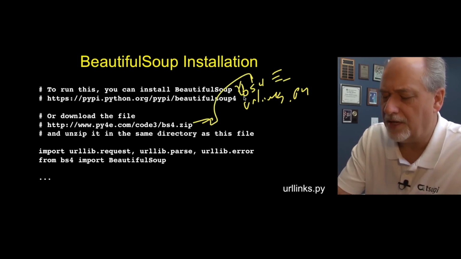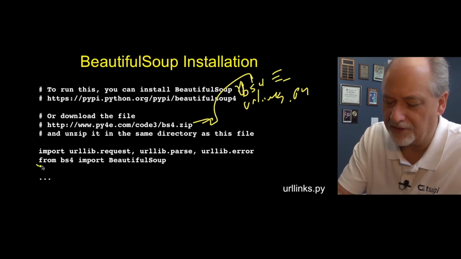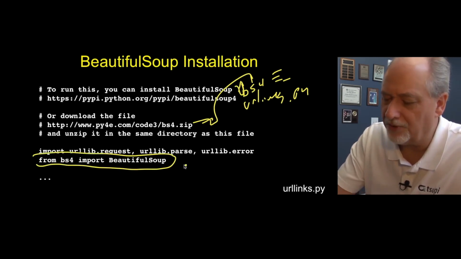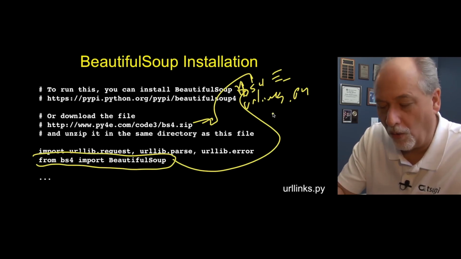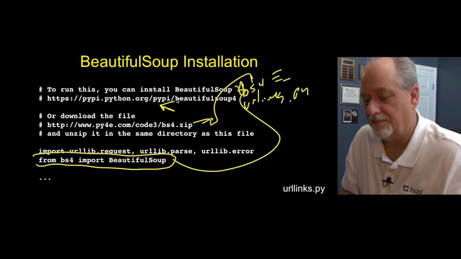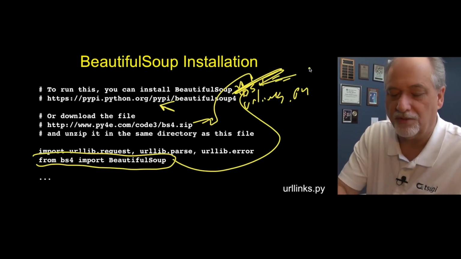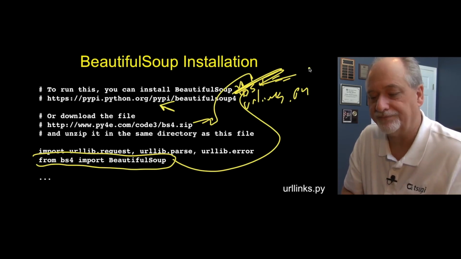And then you can run it. You'll import from bs4 BeautifulSoup, and that's either going to pull it in from the folder, or if you have installed it using the Python installer, you don't have to put this folder in. So it's up to you. You can do it one of 2 ways.